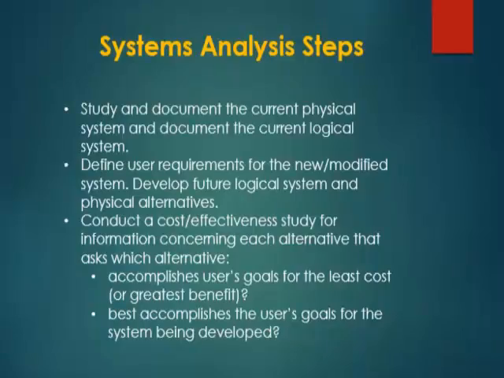Systems analysis steps. Study and document the current physical system and document the current logical system. Define user requirements for the new or modified system. Develop future logical system and physical alternatives. Conduct a cost-effectiveness study for information concerning each alternative that asks which alternative accomplishes the user's goals for the least cost or greatest benefit, or best accomplishes the user's goal for the system being developed.